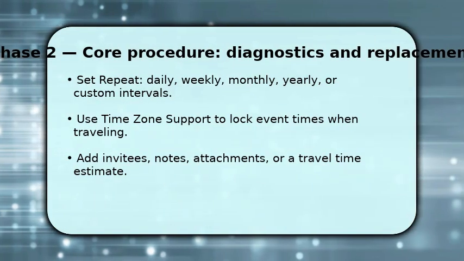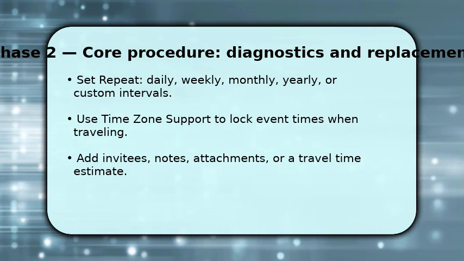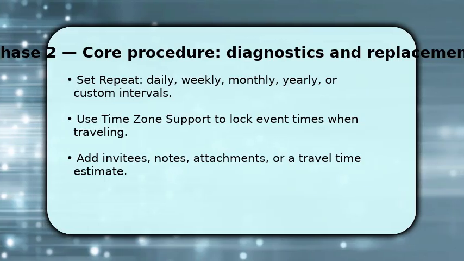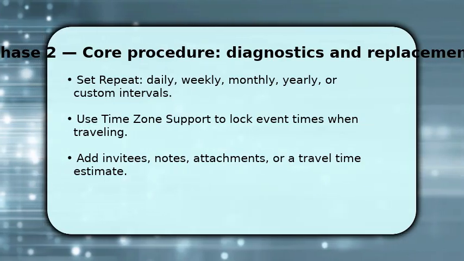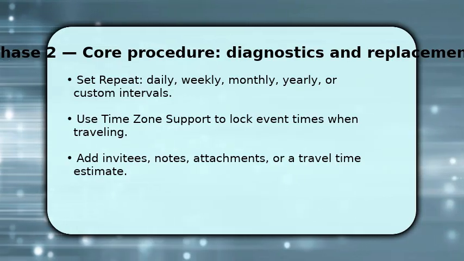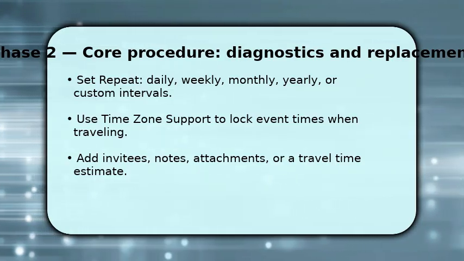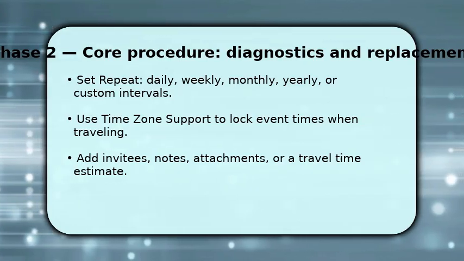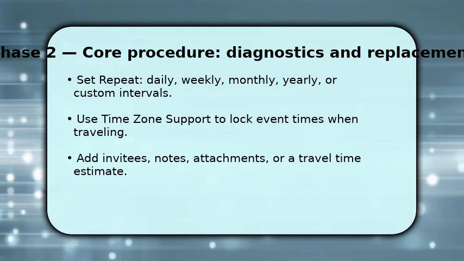Once you've created an event, decide how often it repeats: daily, weekly, monthly, yearly, or a custom cadence. This reduces future data entry. Next, enable time zone support if you travel, because it locks the event to the chosen time zone and avoids confusion. Make sure to add invitees for shared events so attendees receive invites and RSVP.